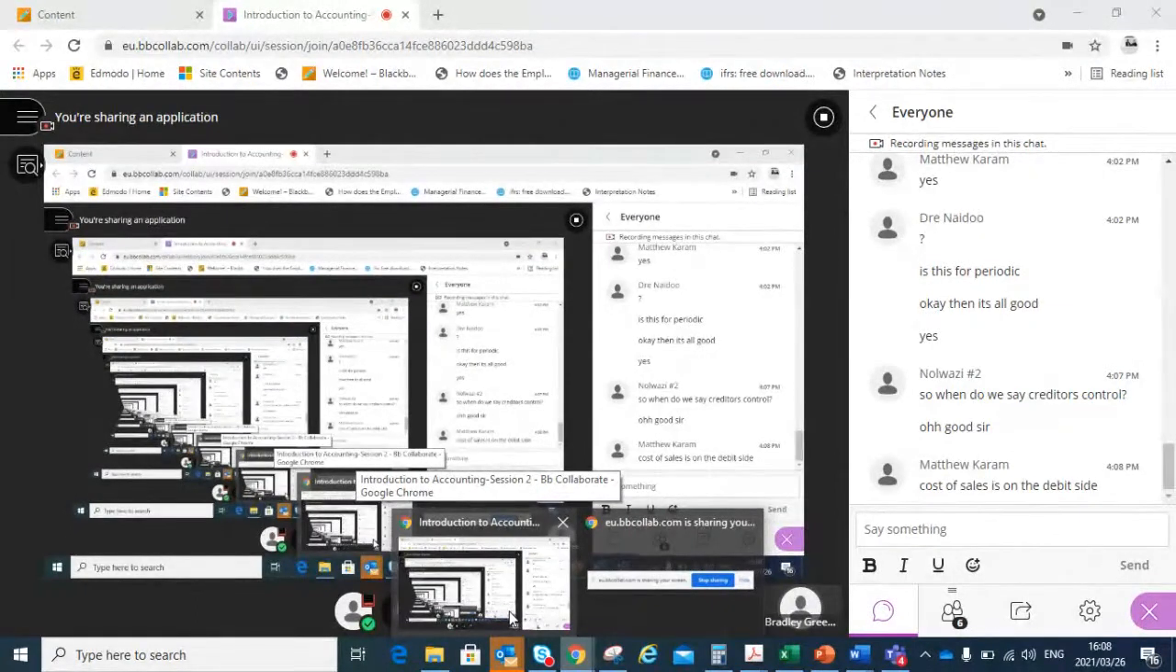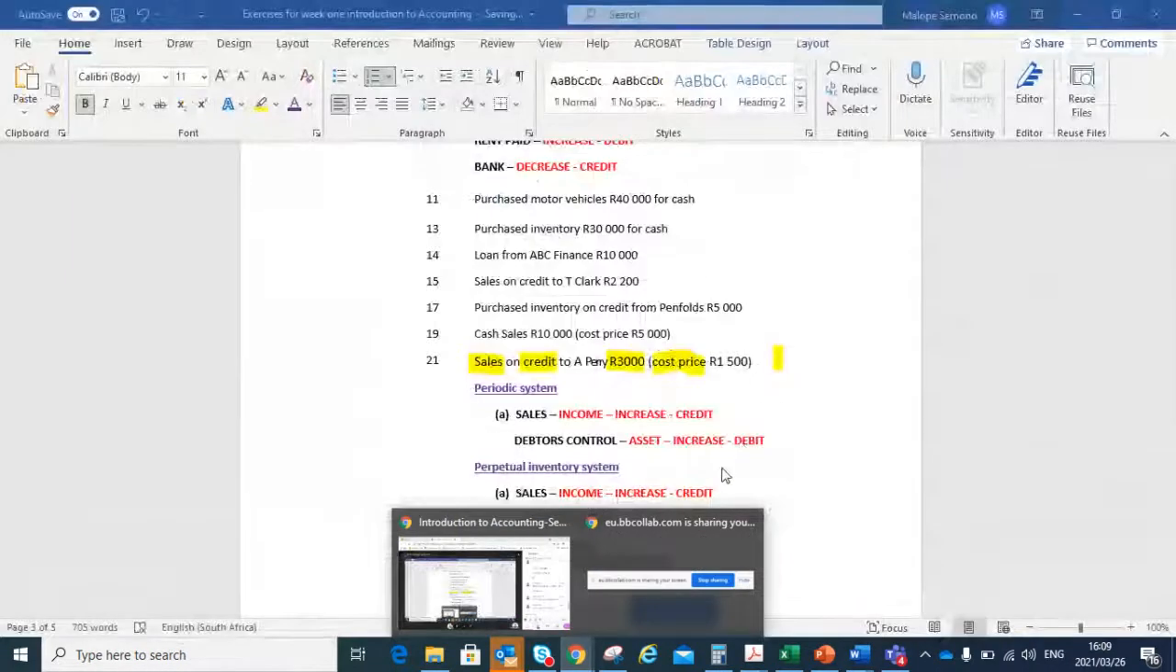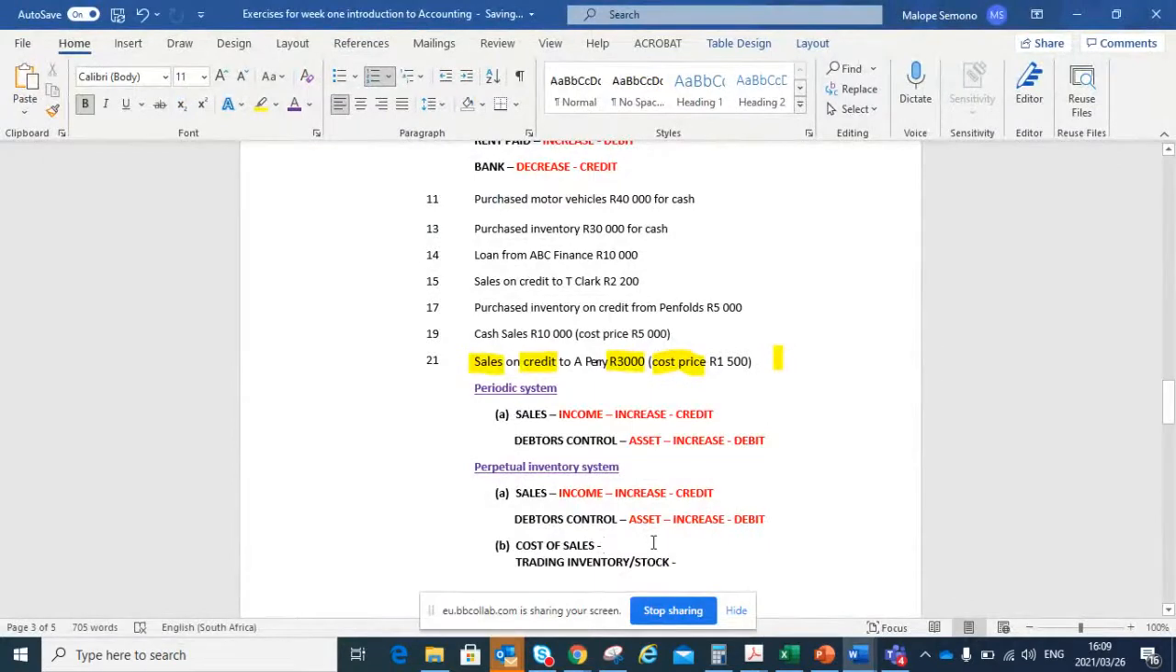Cost of sales is on the debit side. I agree with you, Matthew, but just tell me, what is it? Where does it fall? It's an expense. Thank you so much. So the cost of sales will be an expense. And then you said debit side. I agree with you, because expenses increase on the debit side.